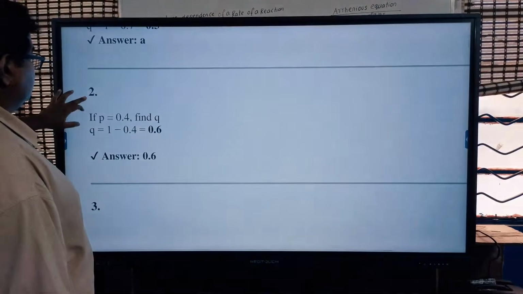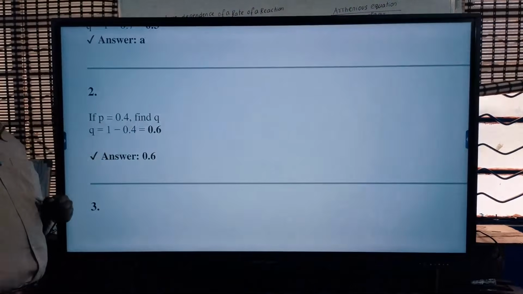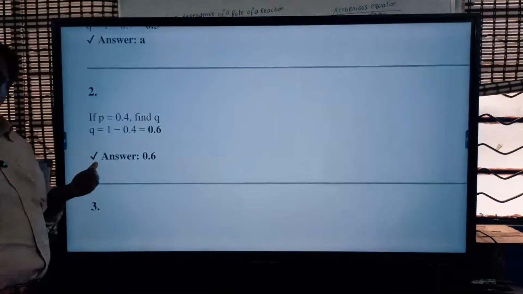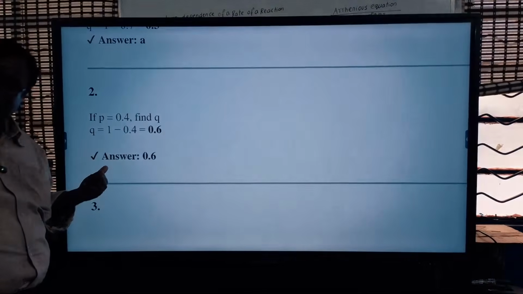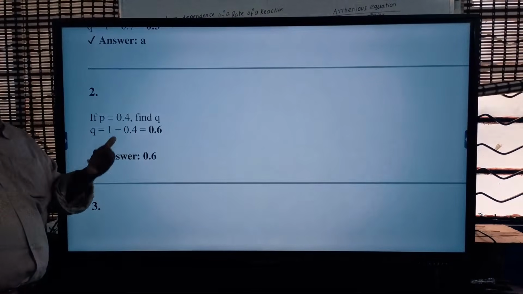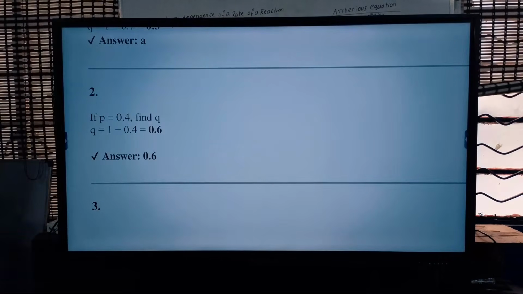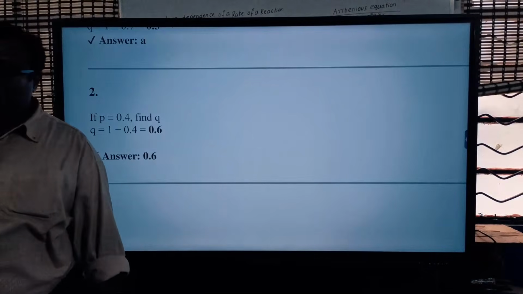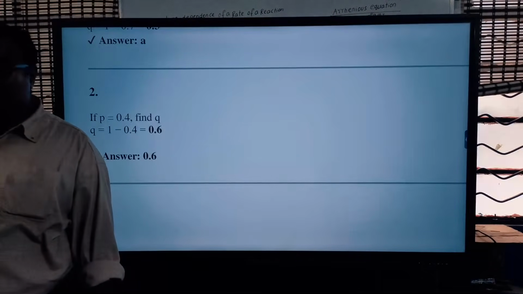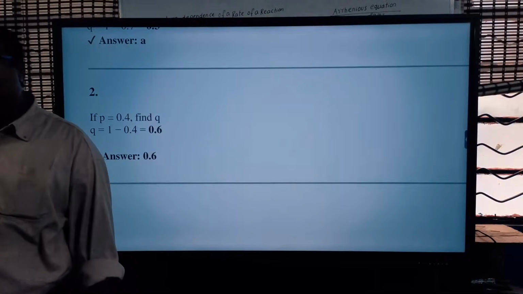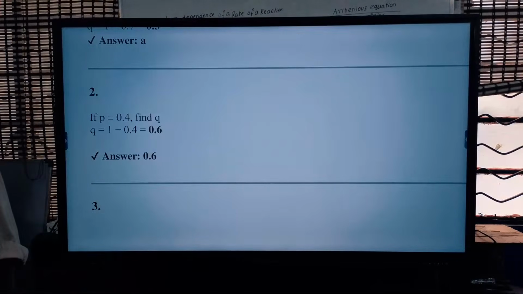In this question, they'll give the p value, they'll ask you to find out the q value. This is very easy. Always keep the concept p plus q is equal to 1. So 1 minus 0.4 equals 0.6. We need to understand that (p plus q) whole square equals p square plus 2pq plus q square. If you remove the square everywhere, p square will become p, 2pq will become pq, and q square will become only q.